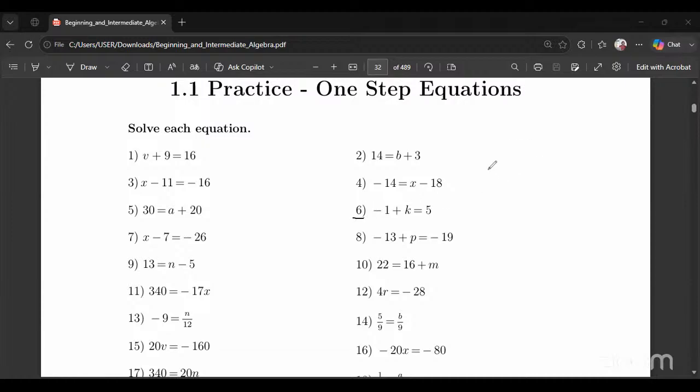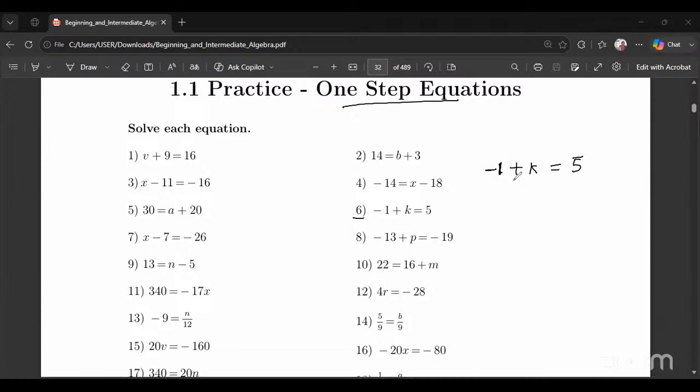All right, so let's do question 6. Question 6, we have -1 plus k is equal to 5. Remember, we are still working on one-step equations. We want to see how we can solve problems like this. So what we need to do here is get the value of k that will satisfy this given equation. That means we need to get rid of the -1 from the left-hand side.